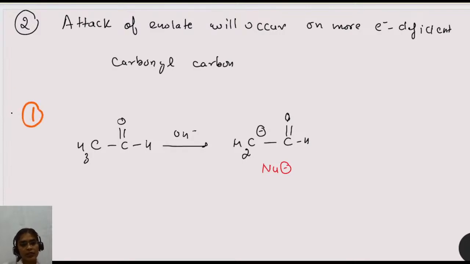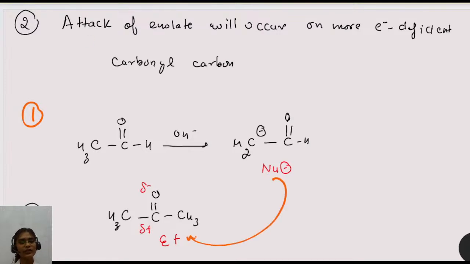The second point: in this case there's one more CH and a CO. Let's suppose this is a ketone with a CH3 there. Basically, due to the partial positive charge, it is being like an electrophile. So directly or indirectly it's just a nucleophile attacking an electrophile. This is how the reaction is going on. So what is the point written here? That the attack of the enolate ion will occur on the more electron deficient carbonyl compound.